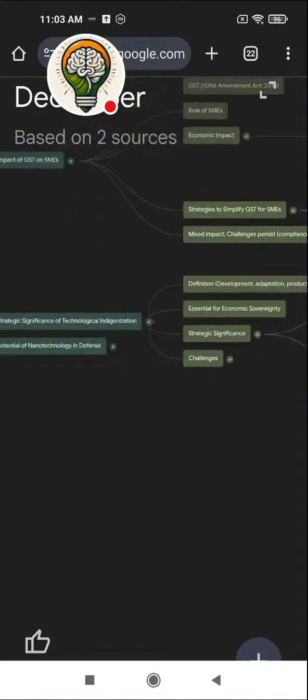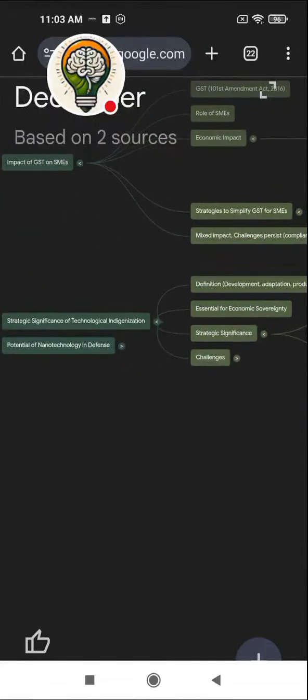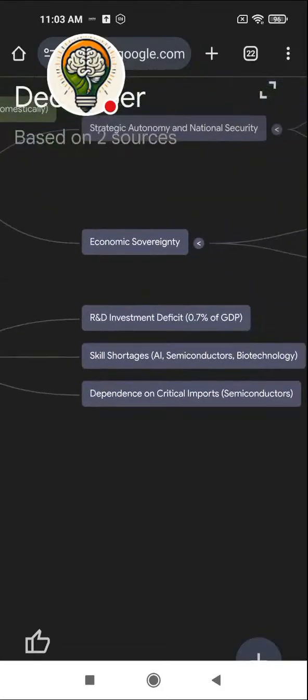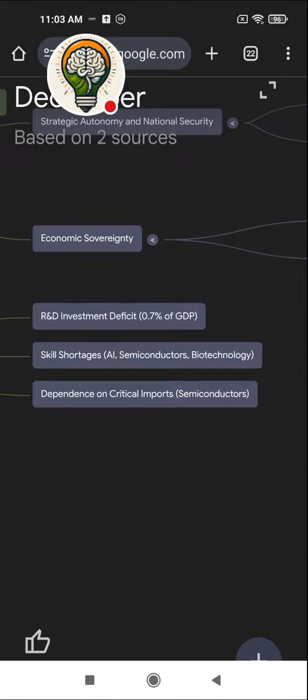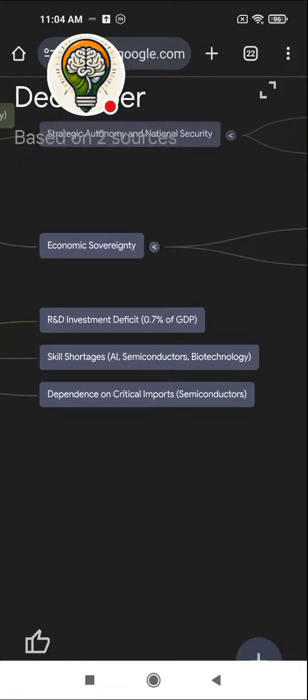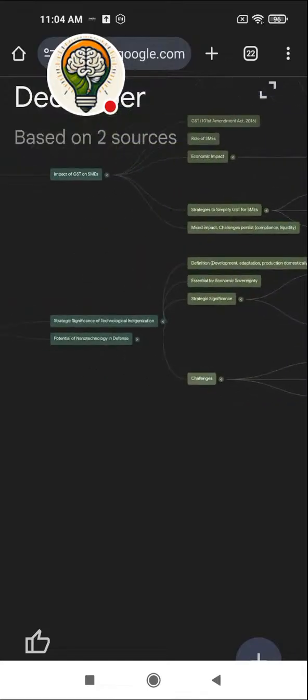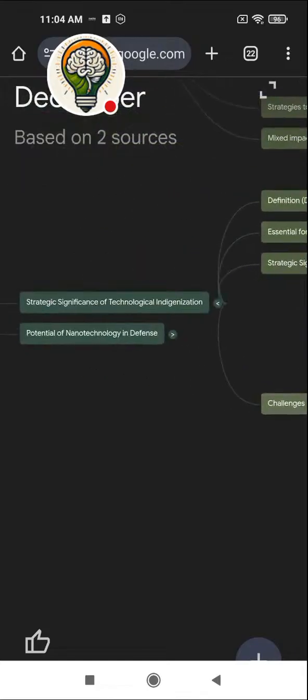So this is the telecom indigenization. Then the challenges of indigenization: R&D investment deficit at 0.7% of GDP, skill shortage in AI, semiconductors and biotechnology, dependence on critical imports like semiconductors. Then comes the potential of nanotechnology in defense.